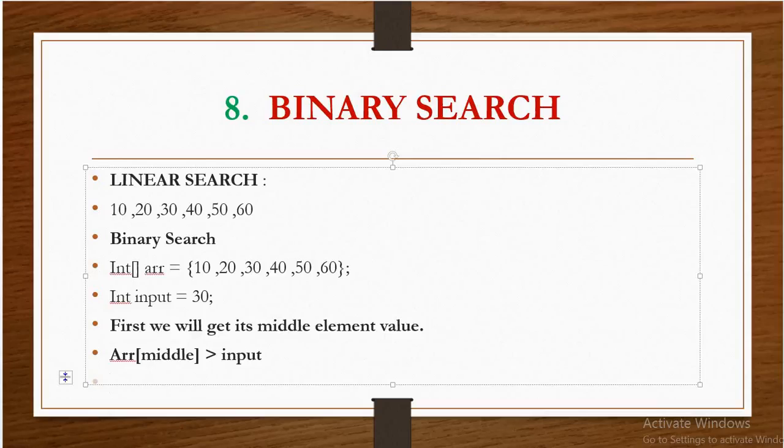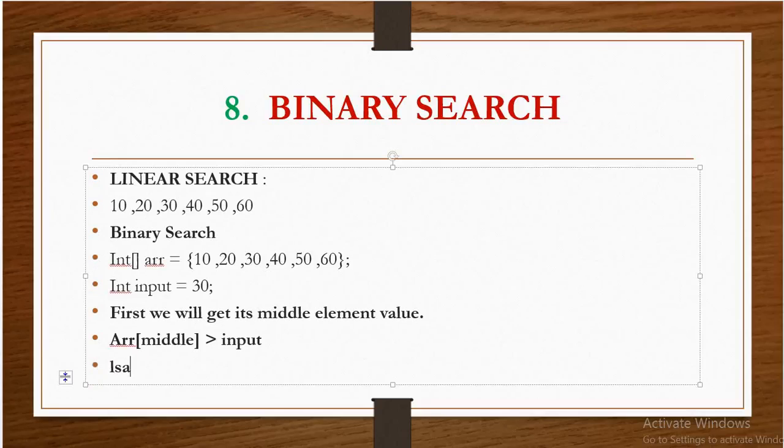Then in this case, it will check only from its last elements, starting from the middle up to 0. So the list of elements will be half, and every time it will make the list half and half. And the third condition, it will check if the array's middle element is less than the input, then it will again make the list half, but this time it will start from the middle to the end.